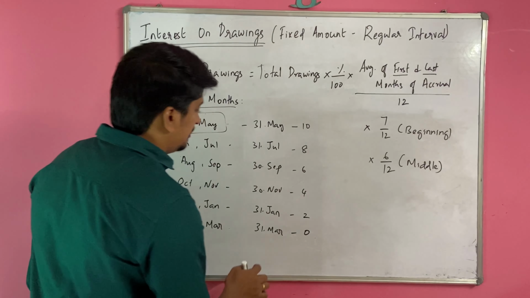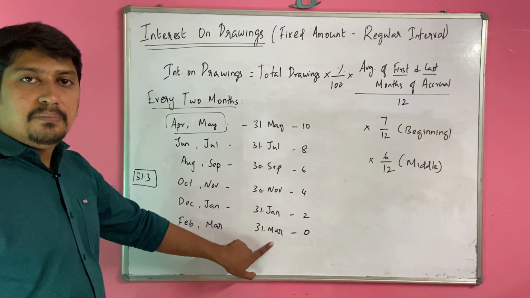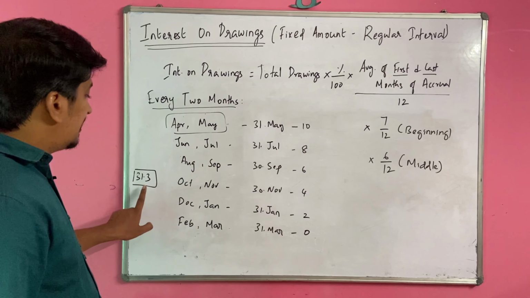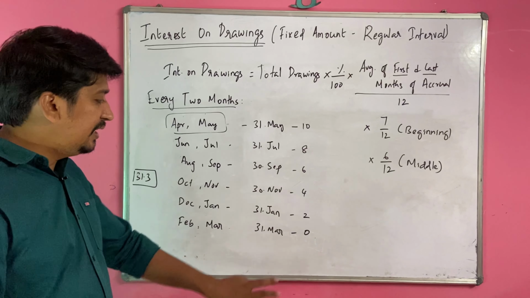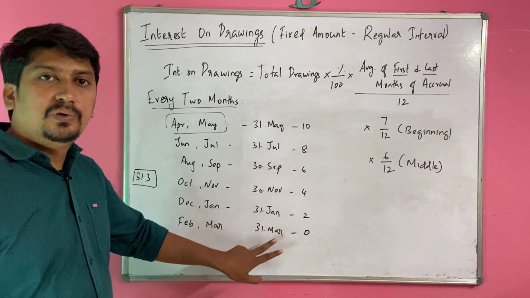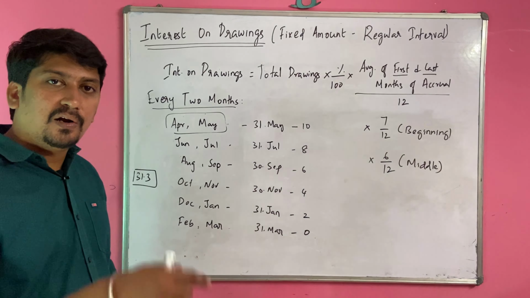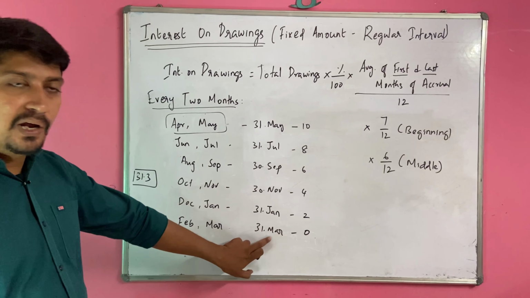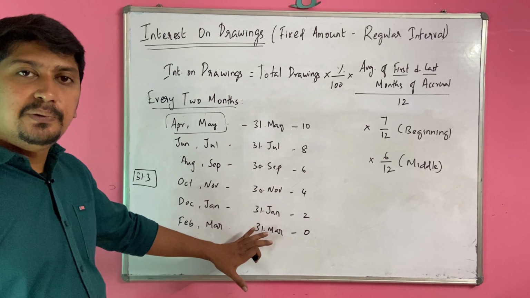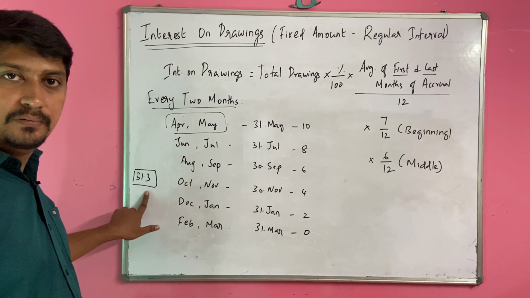is 0. That is because the end of the last 2 months is 31st March, which is exactly the interest calculation date. Today we are calculating interest and today only he drew that amount. So the interest for the amount drawn on the same date of calculation is no interest. Today only we are calculating and today only he drew. So no interest for this particular drawing. That is because the entire drawings will be deducted from the capital on this date.